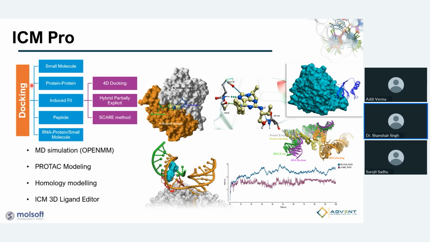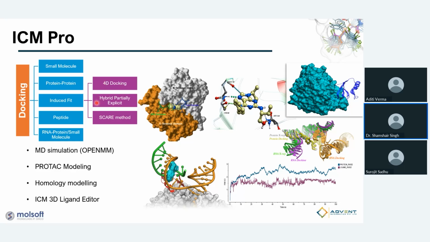So coming to docking, you can do small molecule docking, protein-protein docking, and induced fit docking, which is explicitly classified into three different methods. The first one being 4D docking, where you can create an ensemble of multiple available crystal structures, or you can create an ensemble with the various conformations which you can generate during molecular dynamics. You can generate a single grid and dock all your compounds against maybe 10 or 15 copies of the same protein with different conformations.